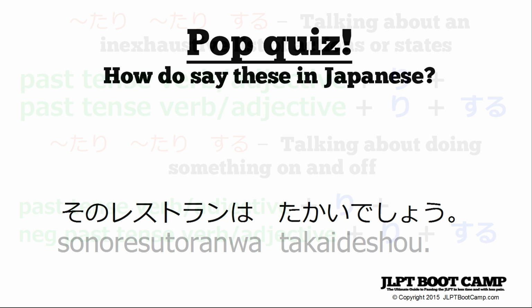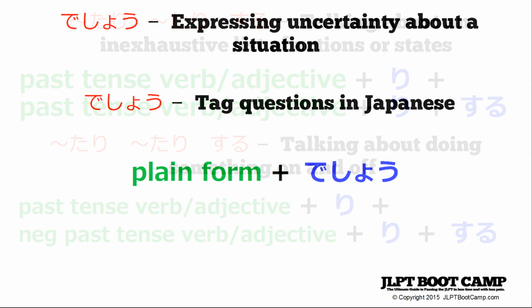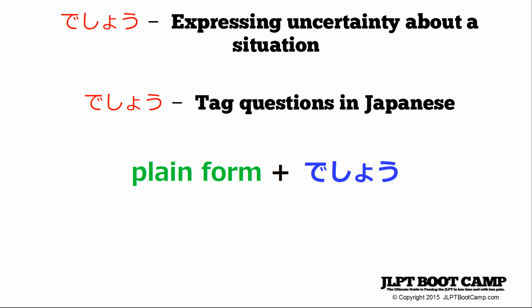So real quick, just to review, today we went over tari suru. This is talking about an inexhaustive list of actions or states. You can use verbs or adjectives in the past tense. You can also use this same structure to talk about doing something on and off, or a particular adjective on and off, like this restaurant is sometimes this, or it's sometimes that. Deshou is expressing uncertainty about a situation. You're making kind of an educated guess about someone or something. Or you can also use it as a tag question in Japanese.